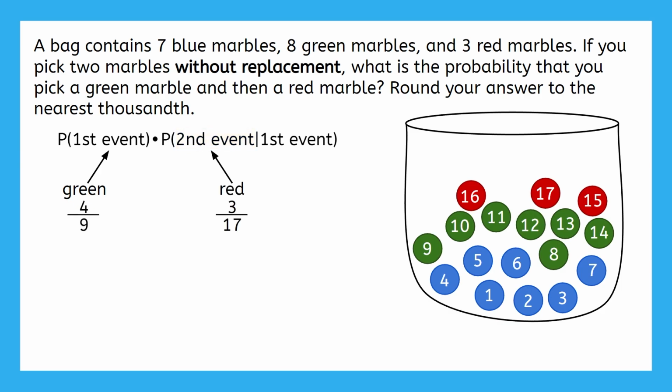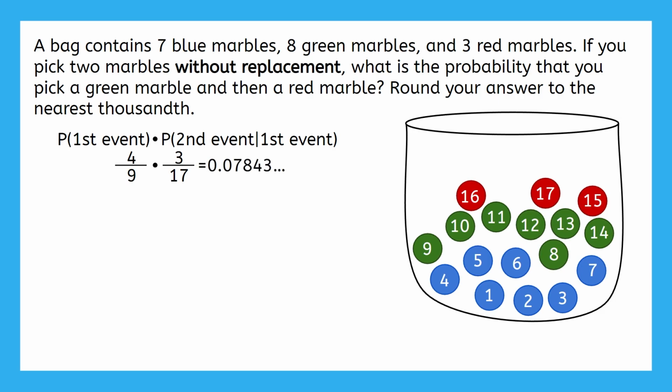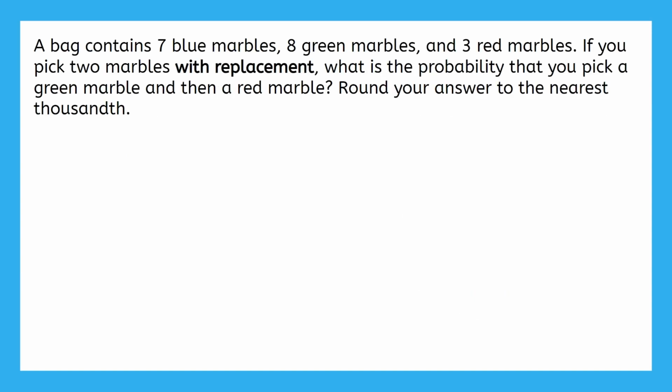Now that we have the probability of each event, we just multiply them together. Go ahead and grab your calculator and multiply 4 over 9 times 3 over 17 now. Your calculator should have given you this. We need to round to the nearest thousandth, which is 3 decimal places. So that is 0.078.